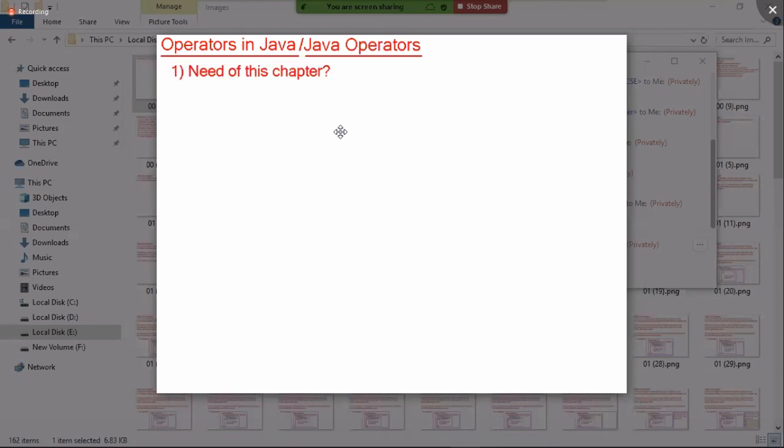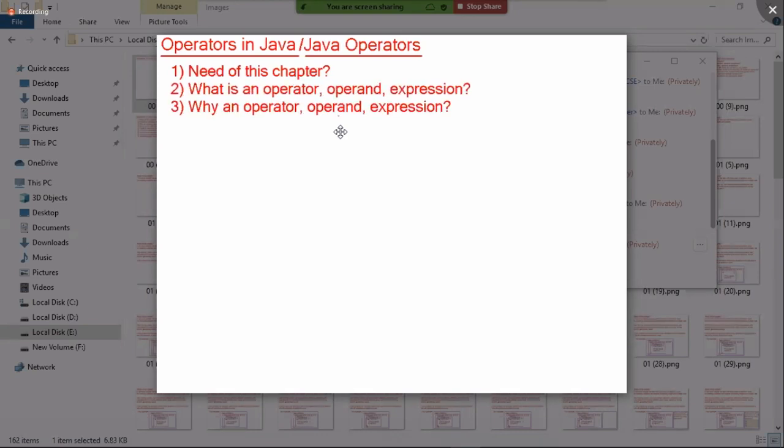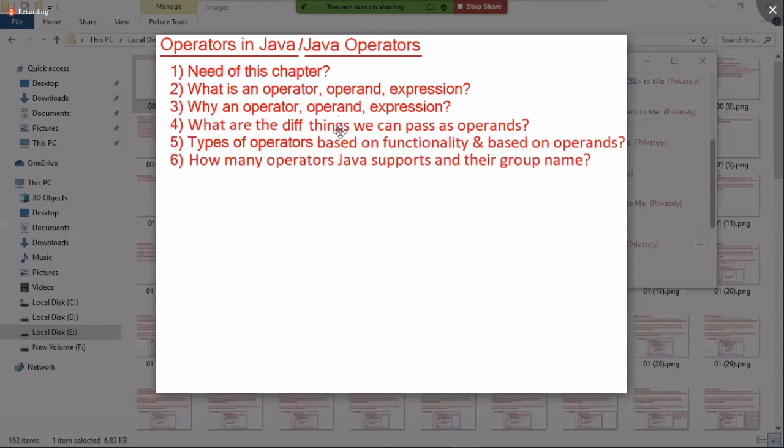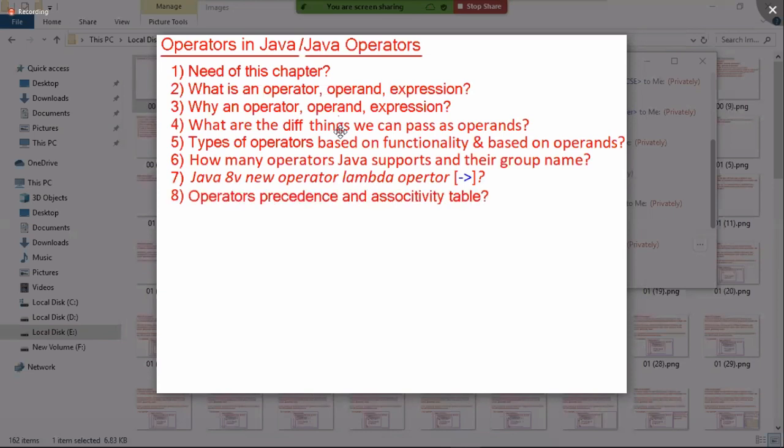So I have listed out important points here. Let us try to see. Every chapter we are starting with the need of this chapter. Then next we start learning what is, why, and then how. Okay, types of operators, and then how many operators. Then, any new features in this chapter? In operators we have Java 8 new features. And next, operator precedence and associativity table, sample program on each operator, interview and OCA OCP questions we are learning. These are the 10 sections we are learning.